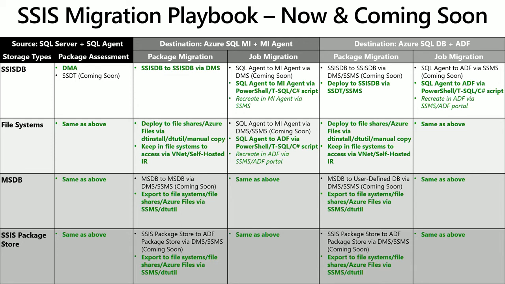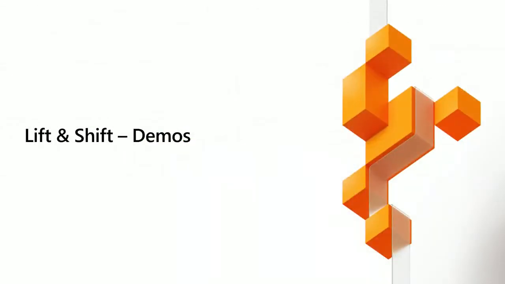Okay, and that's essentially the complete SSIS migration playbook. It's always changing because we keep adding features. For example, instead of DMS, we're also adding the batch migration feature on SSMS. So in the future, you can use SSMS to batch migrate packages if you need so. Okay. All right. So I think I cover all the content.